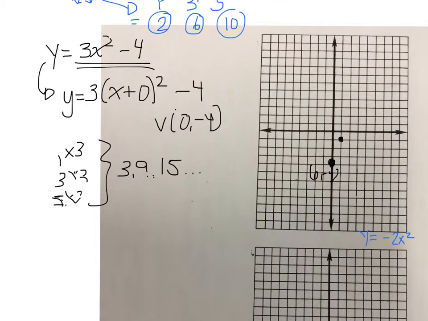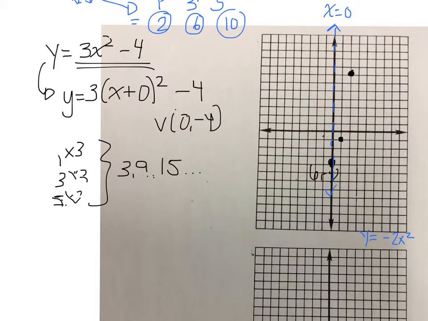Over 1 more, up by 9. So over 1 more, up by 3, 4, 5, 6, 7, 8, 9, right over there. And our 15 doesn't fit on the graph. So our axis of symmetry again is going through the vertex. It's a vertical line. It still in this case is the y-axis. So x equals 0 is the equation. And we use it to copy our points over to the left-hand side.